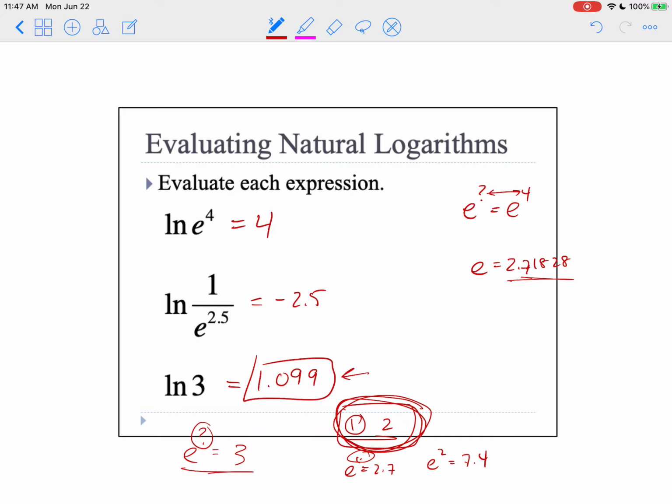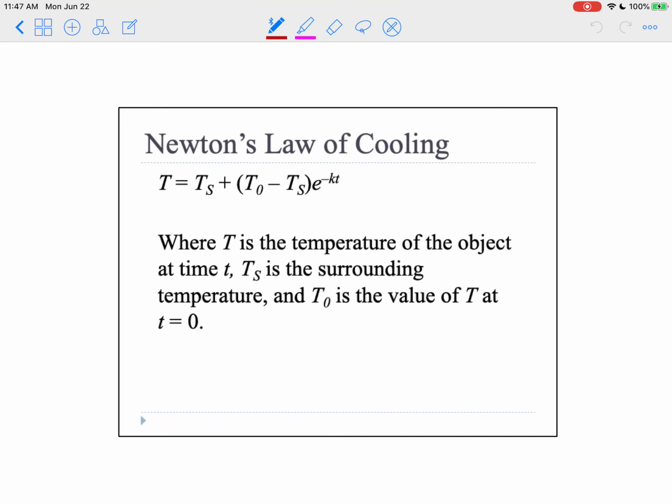All right. So that's natural log. So let's talk about Newton's law of cooling. This is an application problem, and it actually looks very similar to exponential growth and decay, because that's exactly what this is.